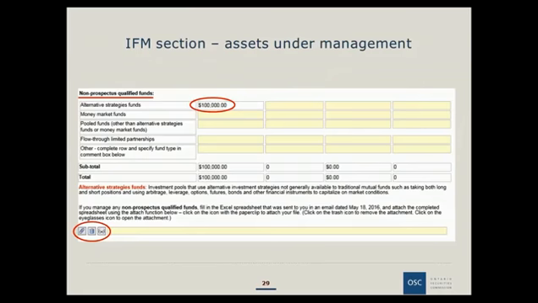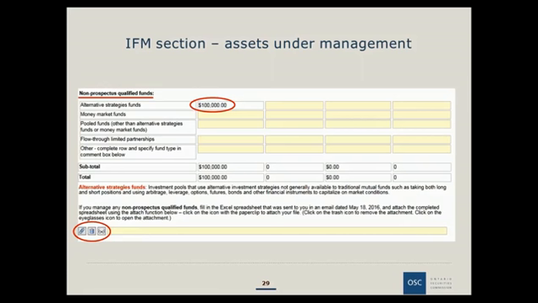This question asks you to fill out the assets under management for each type of fund that you manage. If you enter a number greater than 0 in any of the rows under the heading of non-prospectus qualified funds, like what we have here on the slide, you must complete the certification like we just discussed, and you must attach the spreadsheet with the fund level data before submitting the questionnaire.